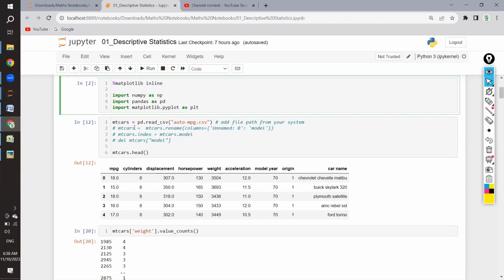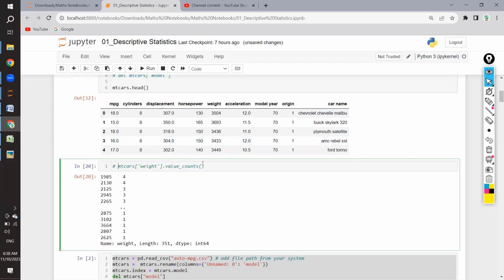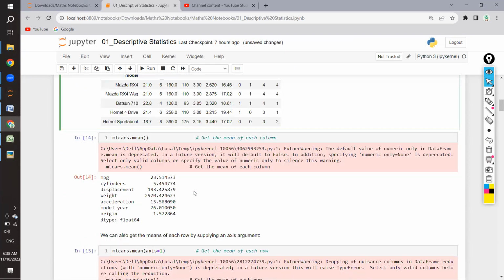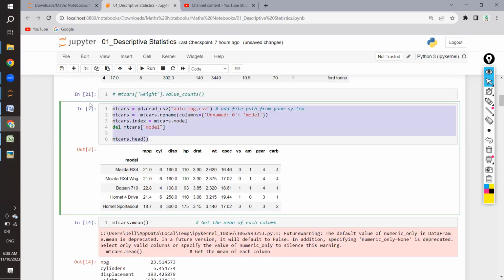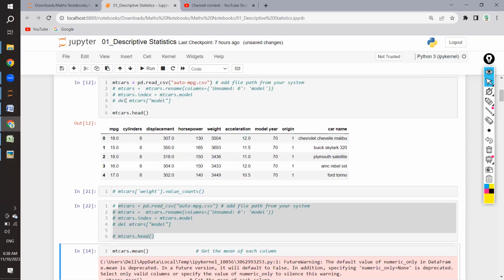As you can see, we are reading the file using pd.read_csv, and there is one file called auto.csv. Now this is my file. So my mt_cars is my data set.